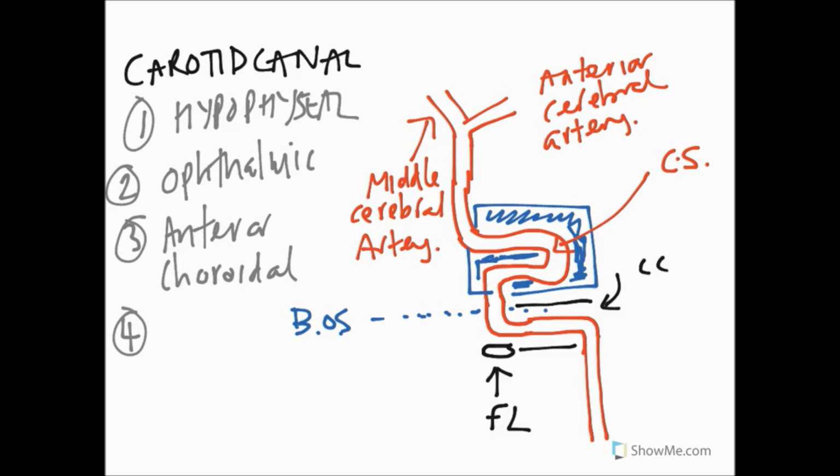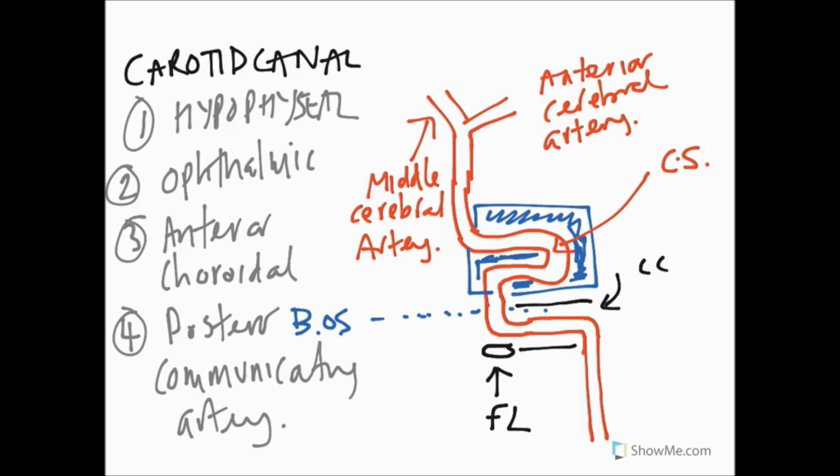The last branch, which is of significance here, is the posterior communicating artery, and the posterior communicating artery passes backwards to eventually join with the posterior cerebral artery, which joins with the posterior circulation and eventually completes the circle of Willis.